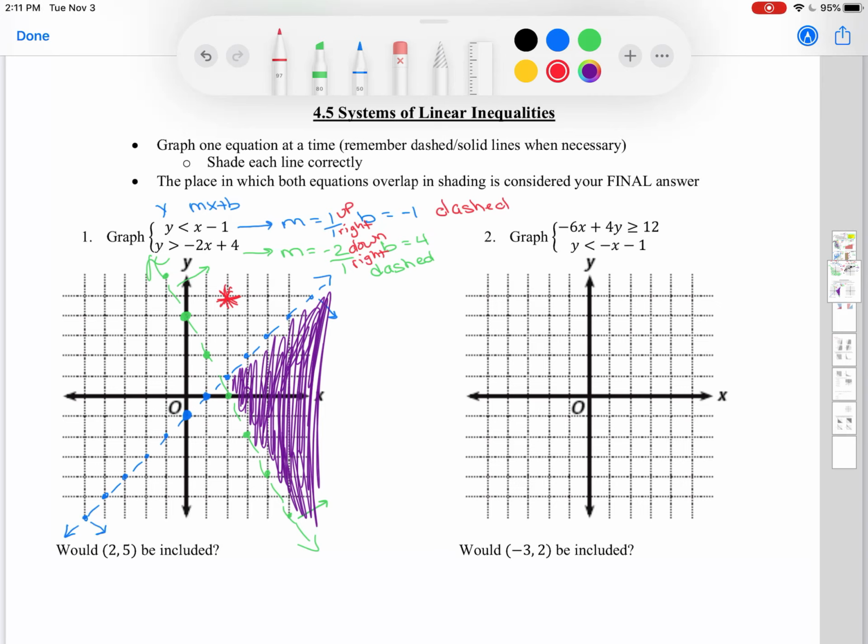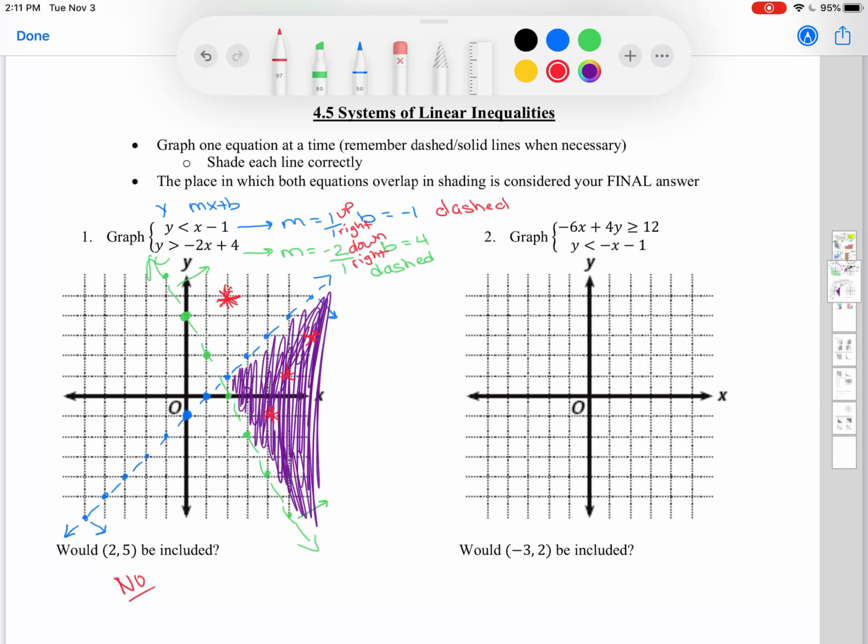So with this shaded area, let's take 2, 5, and let's find that on the graph. 2 on my x, 5 on my y. So it's asking me about this point right here. And if I asked you if it was included, I'm essentially asking, is it in the shaded area? And the shaded area for both functions. And since that point, 2, 5 is not in the shaded area, we would say no. That is not part of my answer.